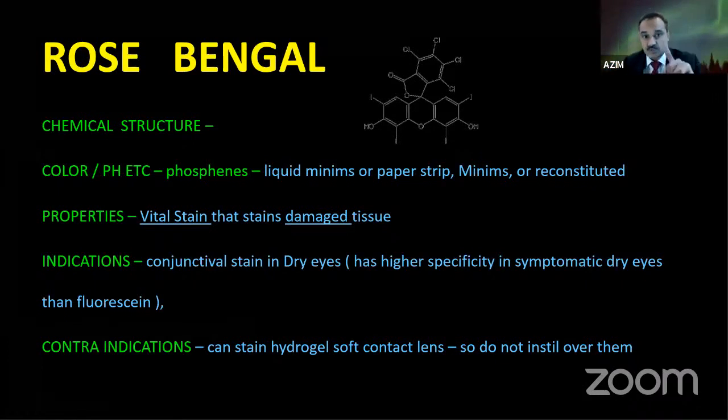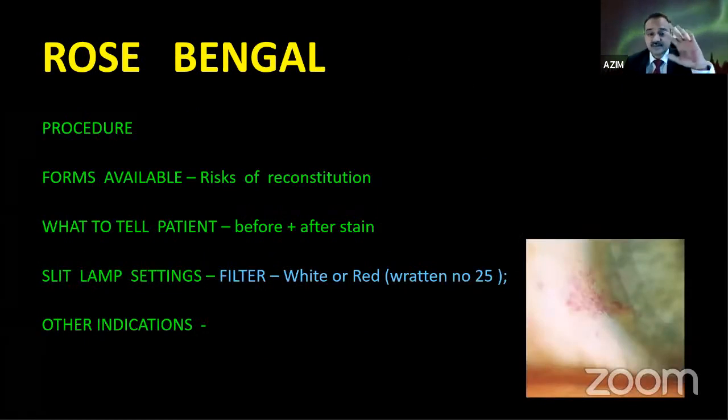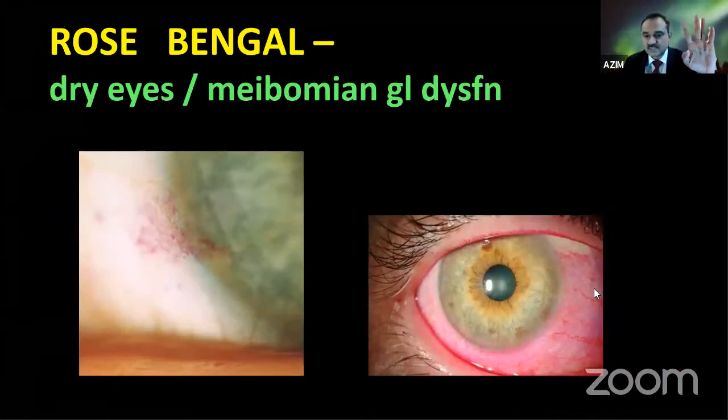Okay, when a patient is wearing contact lens, don't put it. He'll kill you because you're going to stain his contact lens. So remember, any stain before you put, ask the patient, are you wearing contact lens? Soft lens. Soft lenses you cannot put. Okay, then how does it stain? It stains red and is seen using a white light. Some examples here. You can see here how it's stained.